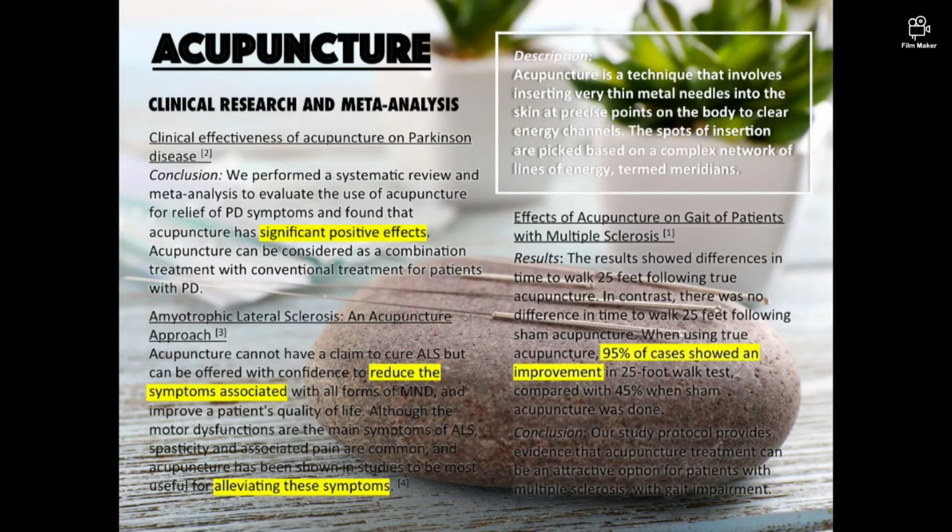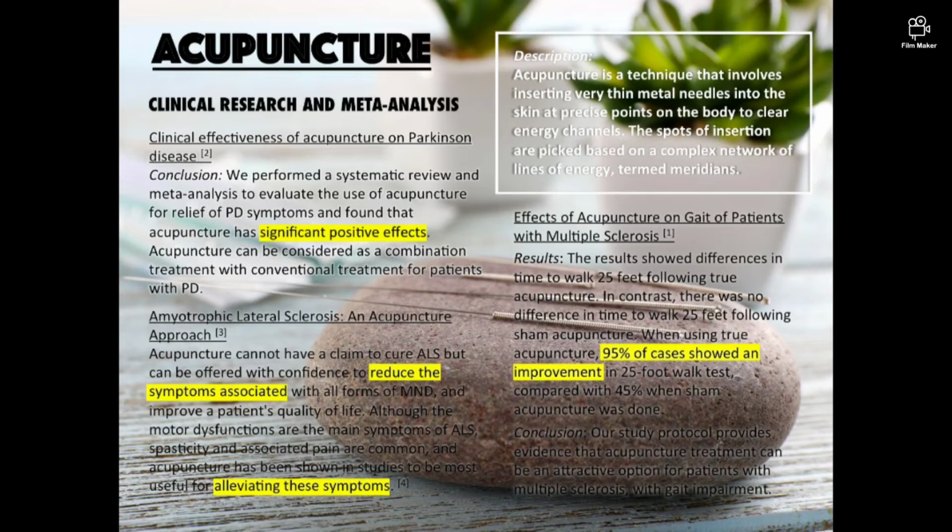Here are some clinical meta-analysis and research on the effectiveness of acupuncture on various central nervous system diseases. First and foremost, a systematic review and meta-analysis that evaluates the use of acupuncture for relief of Parkinson's disease symptoms has found that acupuncture has significant positive effects. However, in another study, acupuncture couldn't cure amyotrophic lateral sclerosis but can be offered with confidence to reduce the symptoms associated with all forms of motor neuron diseases.